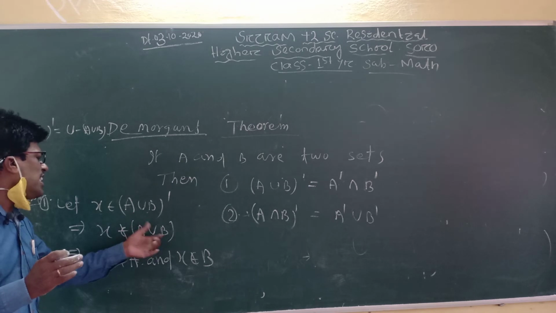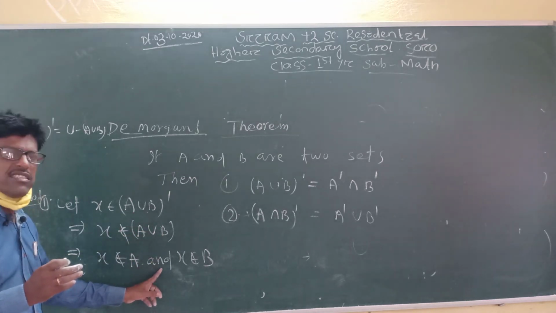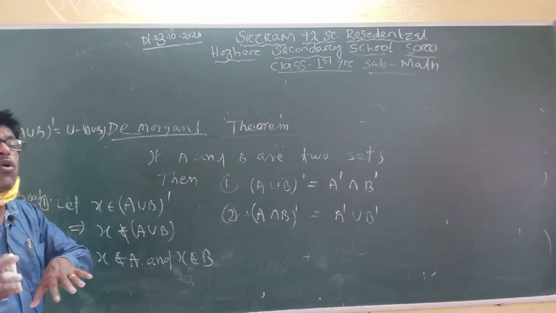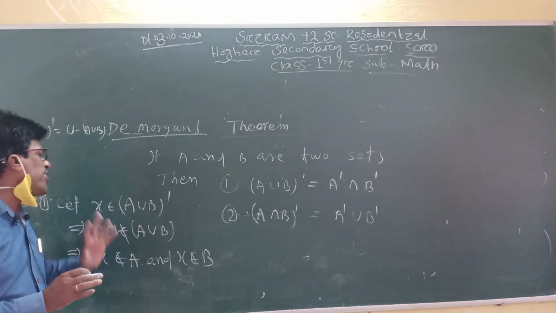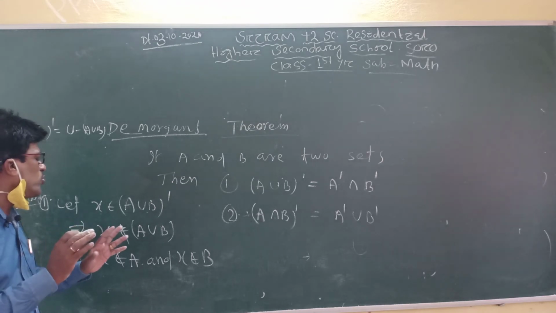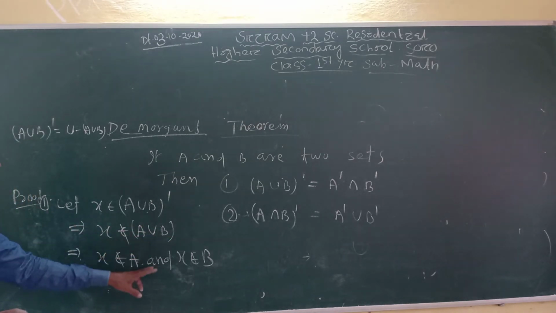So in the not case, or changes to and. Remember, for the not case, or changes to and, and changes to or. So x not belongs to A and x not belongs to B, using and for the not case: x not belongs to A and x not belongs to B.